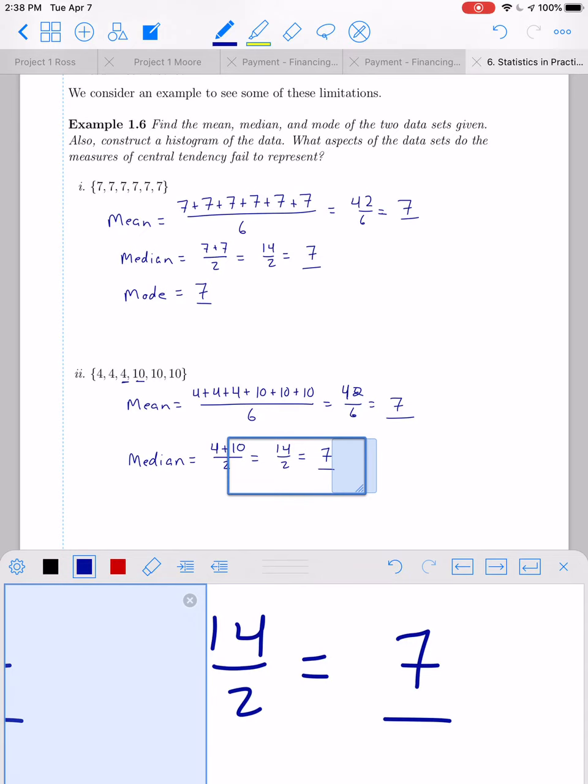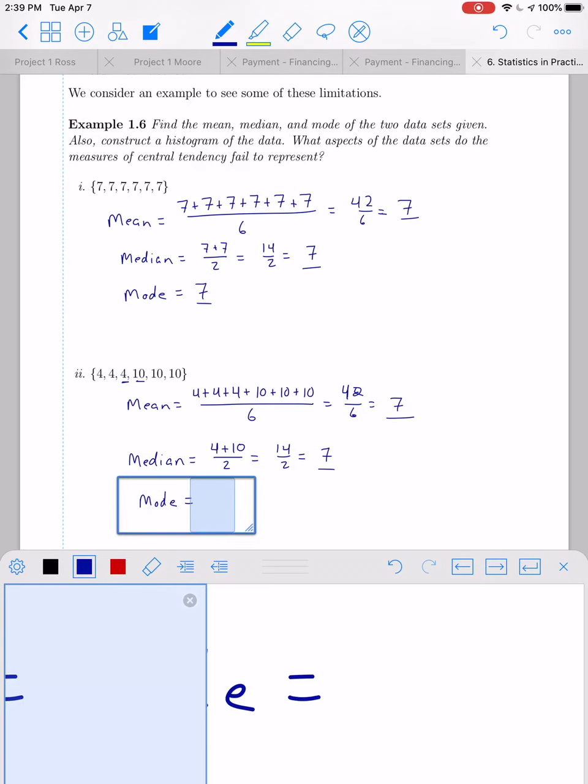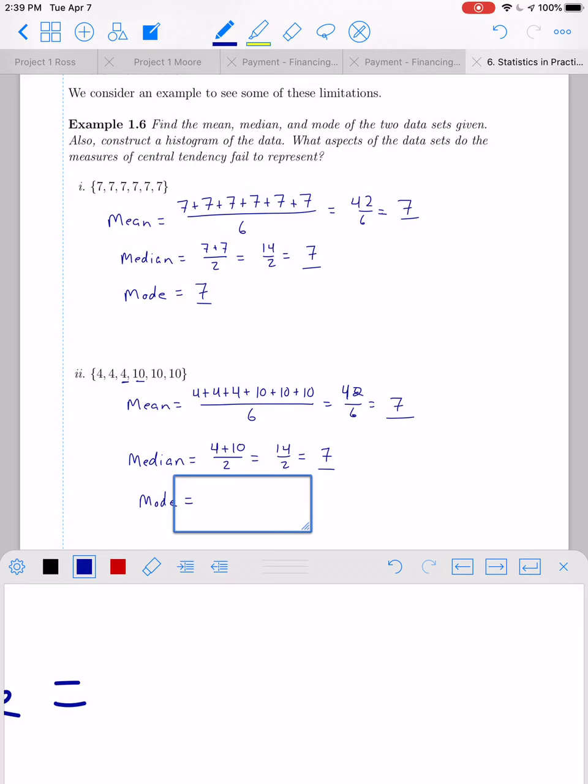So I think we're starting to see the point here. Even though these data sets are different, they have the same mean and the same median, which goes to say to some extent that measures of central tendency don't quite tell us everything about a data set. Where we do start to see a difference, we could see some differences.